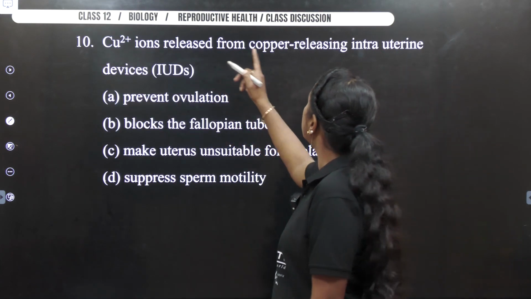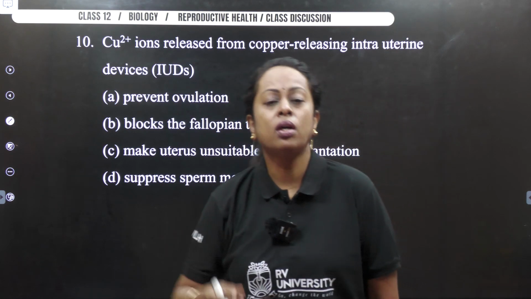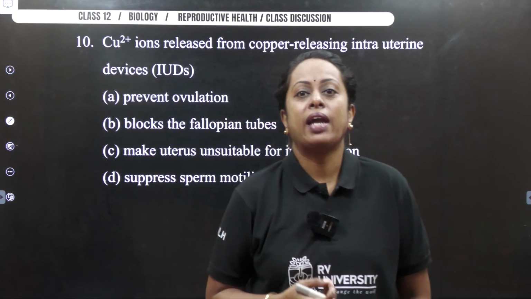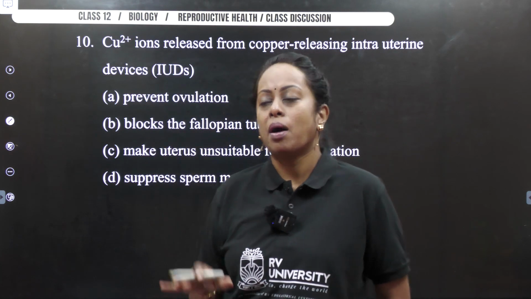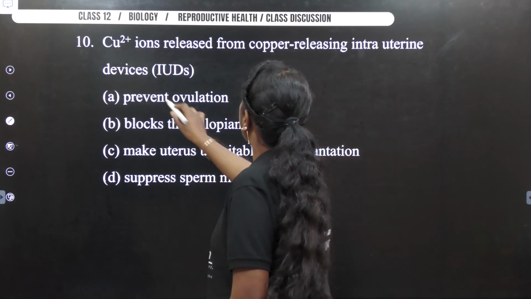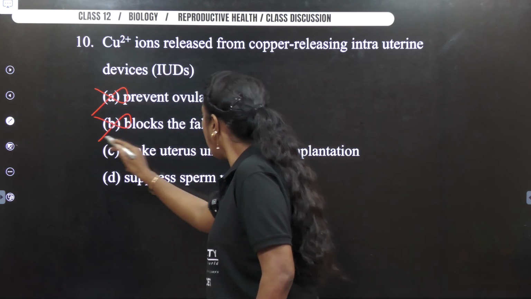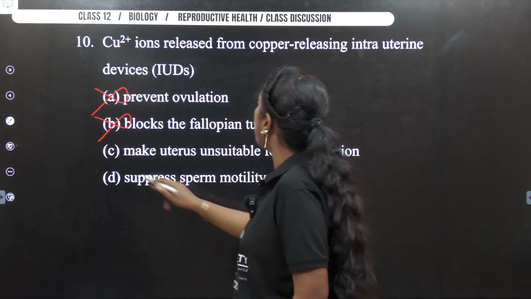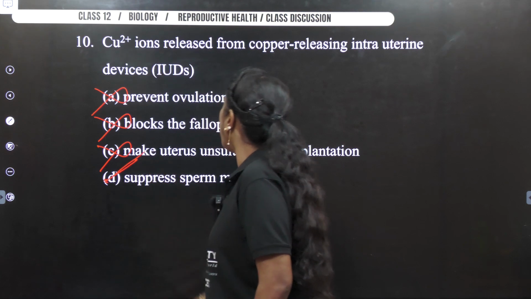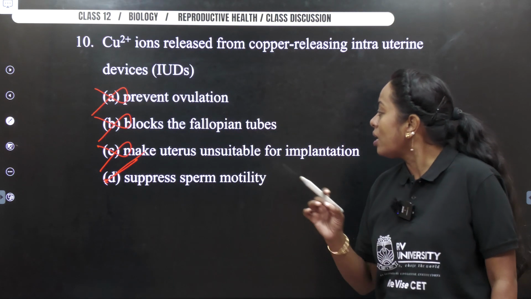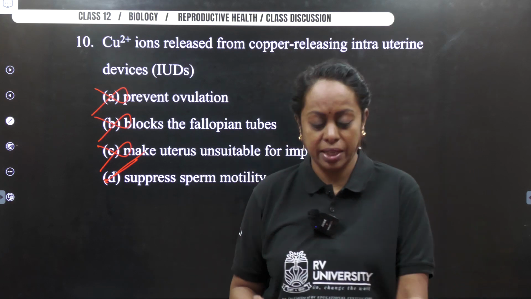Copper ions released from copper releasing intrauterine device. You know what copper does? From the starting of this particular topic, we have been speaking about copper bringing about decreased sperm motility. So prevent ovulation is wrong. Blocks the fallopian tube, wrong. Makes the uterus unsuitable for implantation, wrong. Suppresses the motility of the sperm, thereby option D becomes our right answer. So don't you think this topic's questions are super easy?